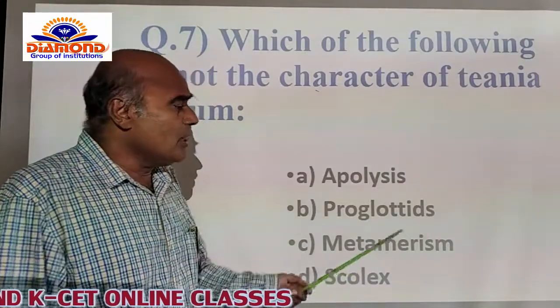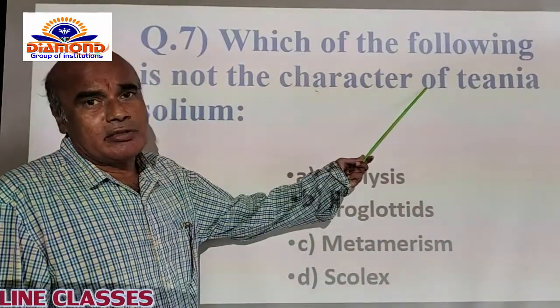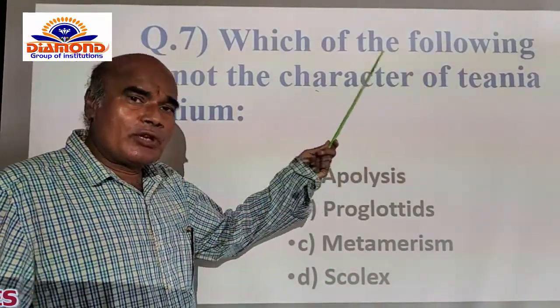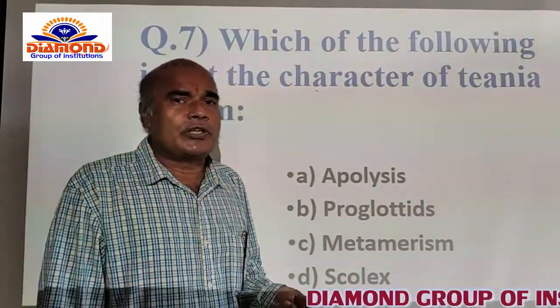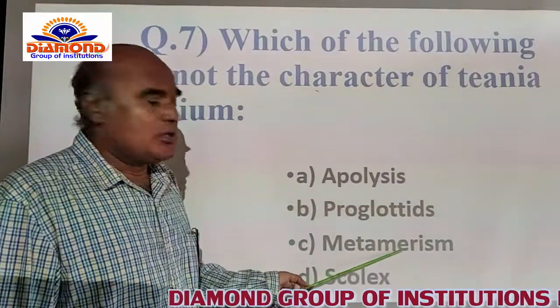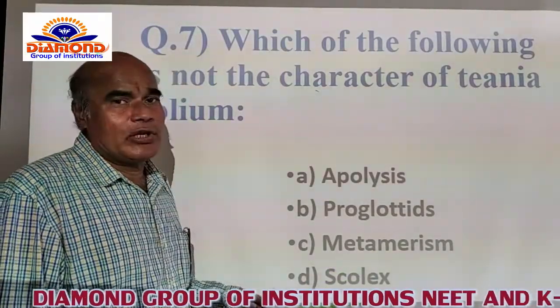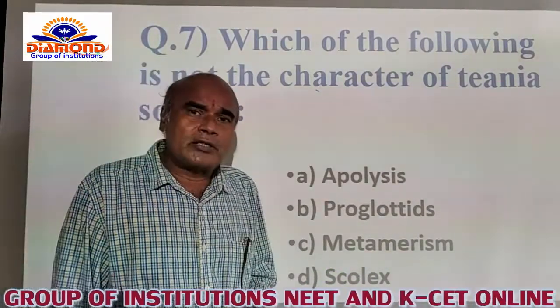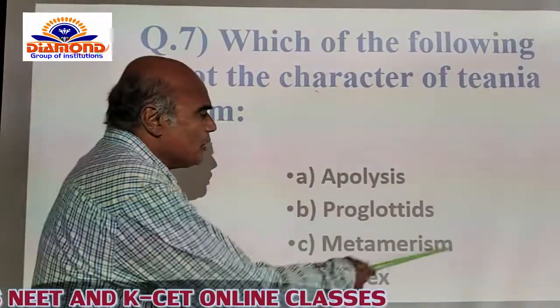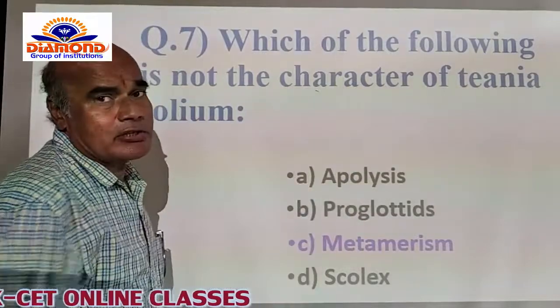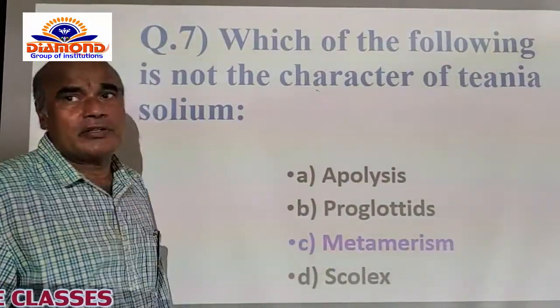The metamerism is not at all concerned with Taenia solium only. So whatever segmentation is present could be named pseudo segmentation, not metamerism. Whereas option D is the scolex. Scolex is one of the three parts of the body of Taenia solium among A, B, C, D. Option C is not related to this Taenia solium. That's why I am opting for option C.